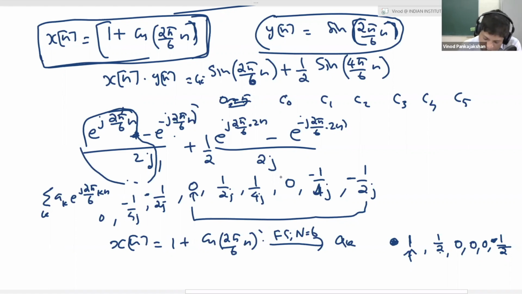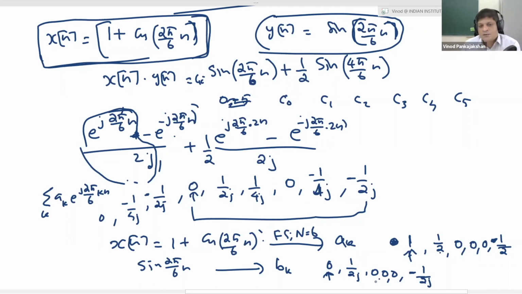Now let us take the second signal, that is sine 2 pi by 6n. Tell me what are the Fourier series coefficients? Zeroth value is 0. Here also there are only two non-zero Fourier series coefficients in one period. What is the next value? Is it 1 by 2j? Next one, and then again 0, three zeros, and minus 1 by 2j.